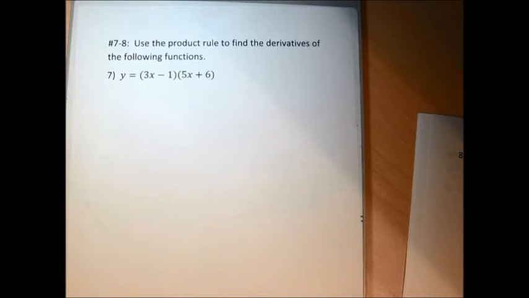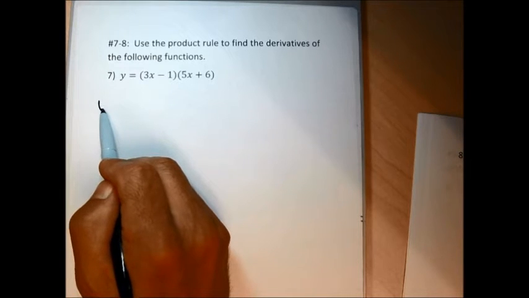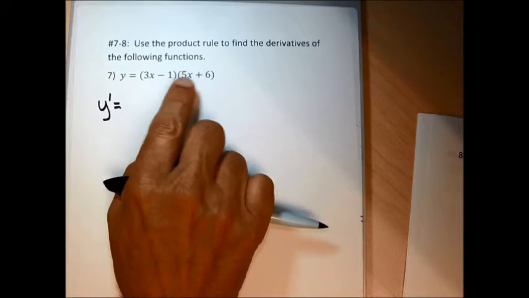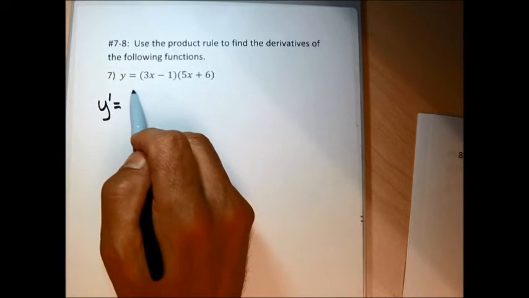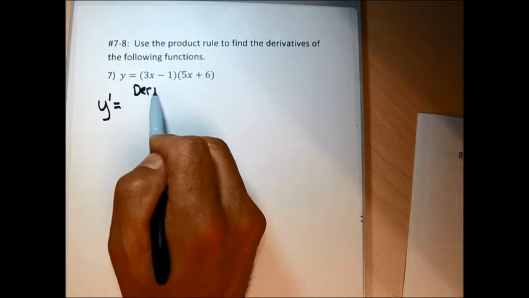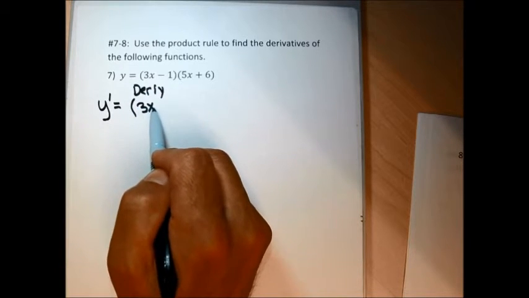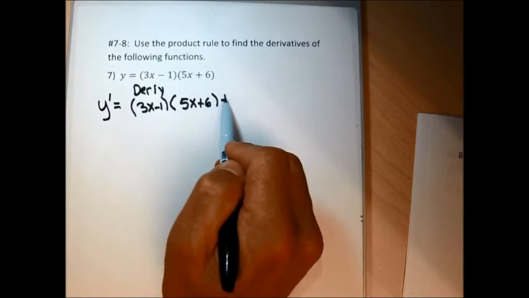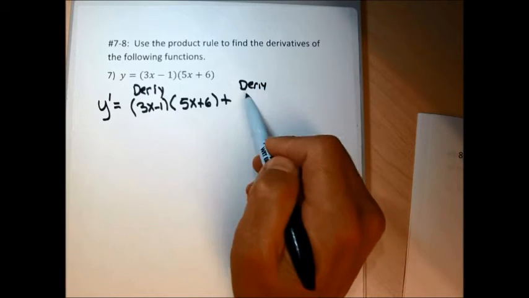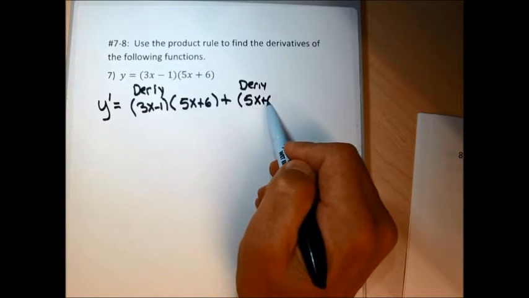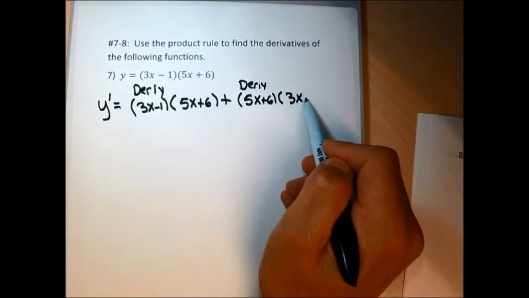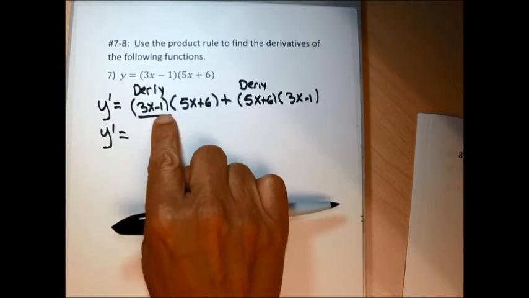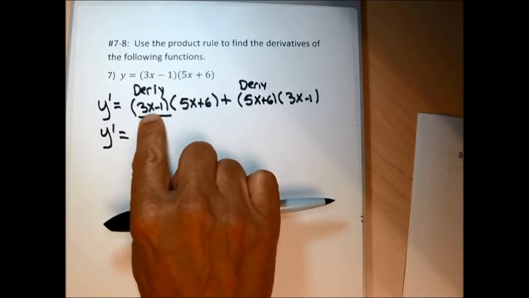The product rule involves me doing kind of two pieces, and it needs multiplication. And the factors that are being multiplied are 3x minus 1 times 5x plus 6. So to do y prime, I need the derivative of 3x minus 1 times the 5x plus 6 unchanged, plus the derivative of the 5x plus 6 times the 3x minus 1 unchanged. The derivative of 3x minus 1 is easy. The derivative of minus 1 is 0. The derivative of 3x is 3.